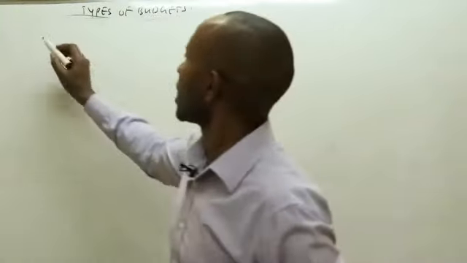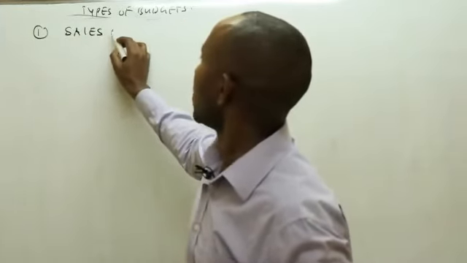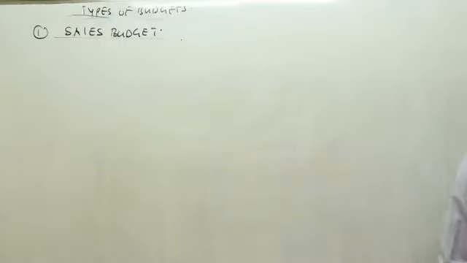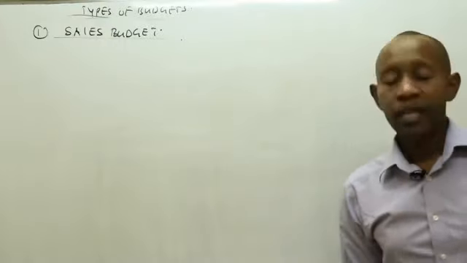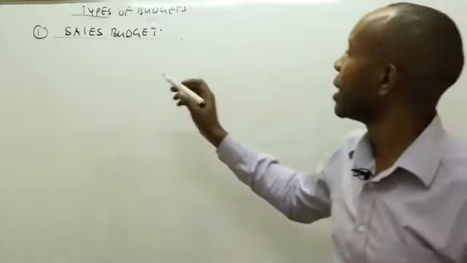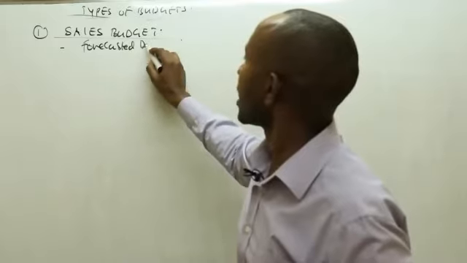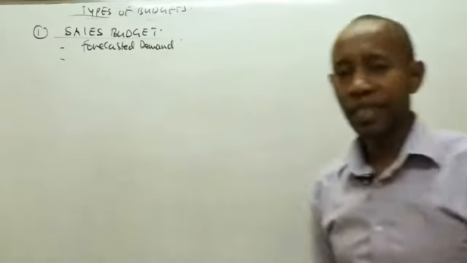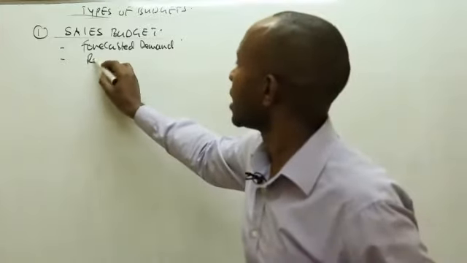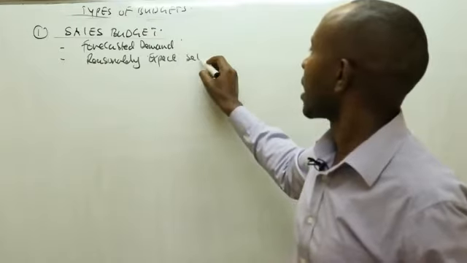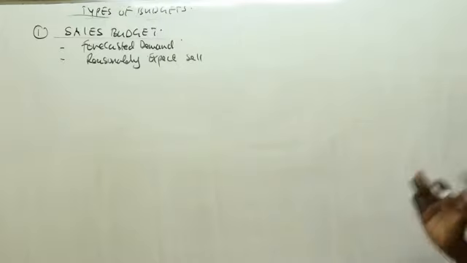So number one, if you are writing in your book, you say we are looking at a sales budget. And so we are saying that a sales budget will simply be a forecast of expected demand, or it is a budget of the forecasted demand. What does that mean? It means that this is a budget of what a company can reasonably expect to sell. And so when we write up that forecast, then we refer to that as a sales budget.